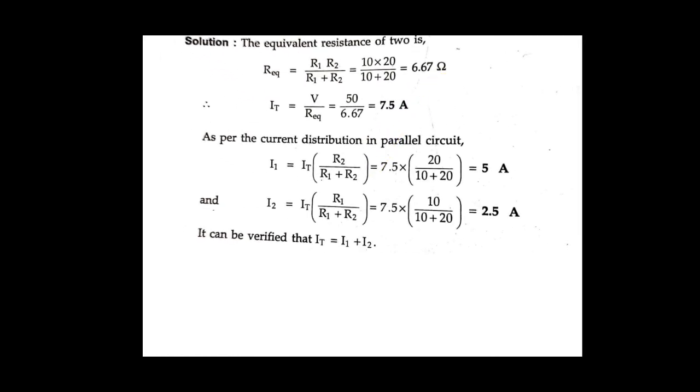Okay, so see here, the opposite resistance R1 divided by R1 plus R2, multiplied by the total current IT. We know that the total current IT is 7.5 ampere, into R1 upon R1 plus R2, which gives 2.5 ampere. So it can be verified that the total current IT of 7.5 ampere is equal to I1 plus I2: I1 is 5 ampere plus I2 is 2.5 ampere. So this is also equal to 7.5. So the total current IT is always equal to the sum of the individual currents. Okay. So thank you.